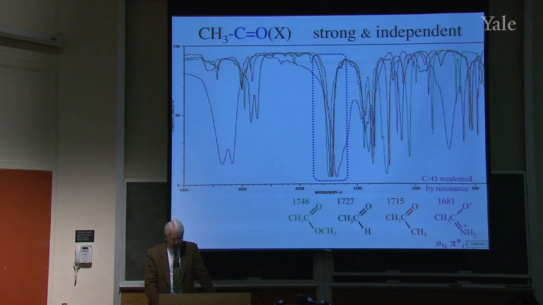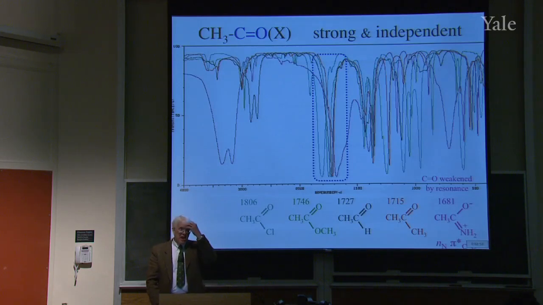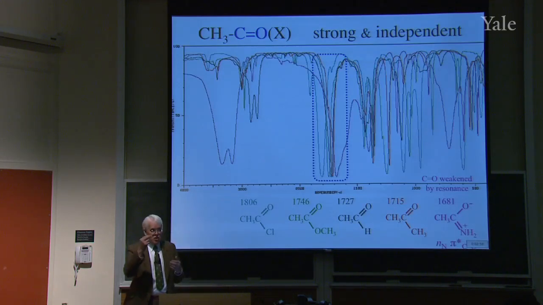Now, how about if we put a halogen on there, like chlorine, right? That's higher still, 1806. It's true, its electron pair is lower, so it won't mix as much. It won't weaken the bond as much as nitrogen did. But why does it strengthen it to have a halogen there?